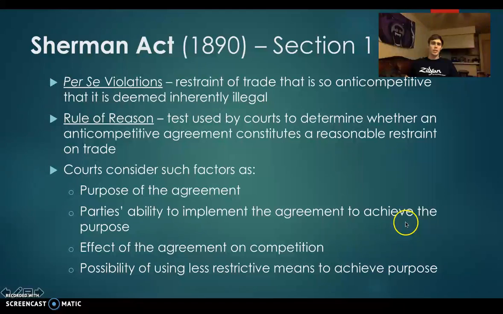The rule of reason is a test that courts use to evaluate a situation and determine whether or not a business or businesses are in violation of antitrust laws. Courts consider such factors as the purpose of the agreement, the parties' ability to implement the agreement to achieve the purpose, the effect of the agreement on competition, and the possibility of using less restrictive means to achieve its purpose.